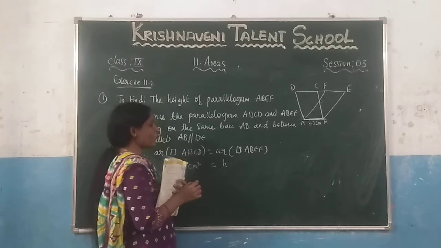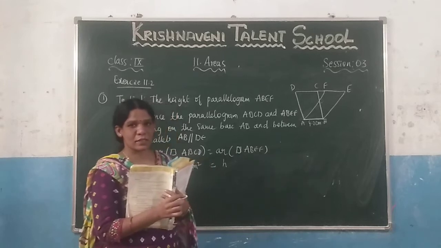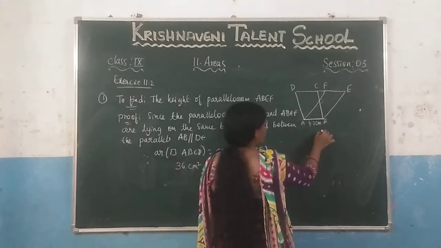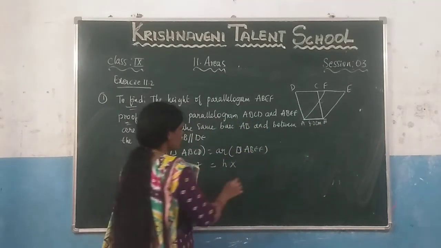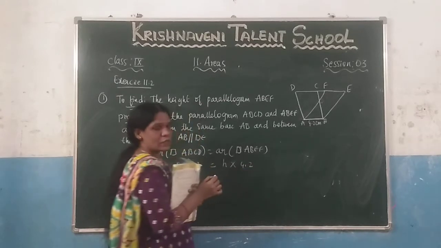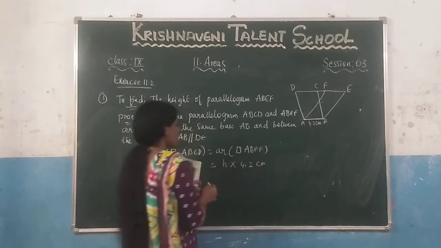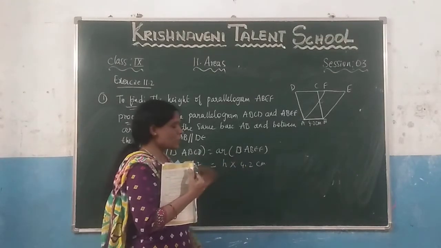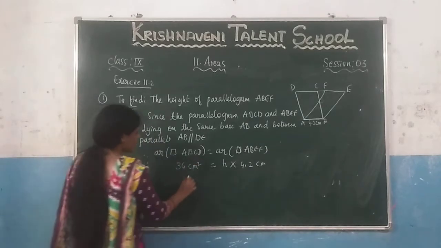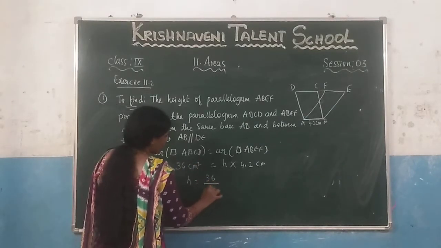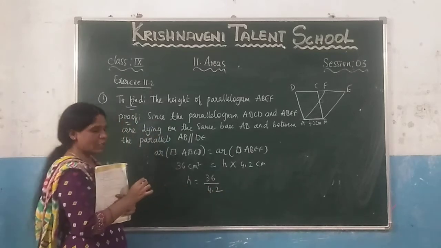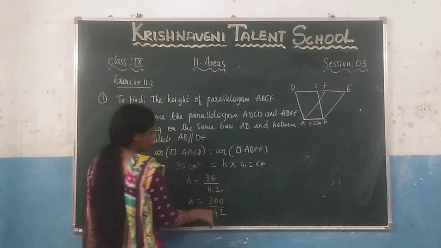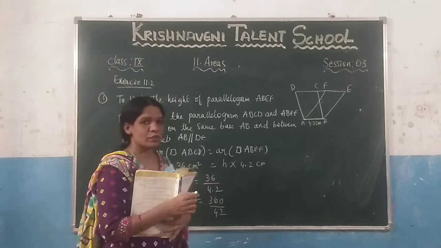And what is the formula for the area of the parallelogram, which is nothing but base into height. So you can write it here. What is the base here, which is AB? The length they have given as 4.2. So you can write 4.2 centimeters. Now you can find the height of the parallelogram ABEF. If you take this to the other side, it will become division. You will get the height of the parallelogram as 36 by 4.2. Now here you can write this as 360 by 42. So if you calculate this, you will get the height of the parallelogram.